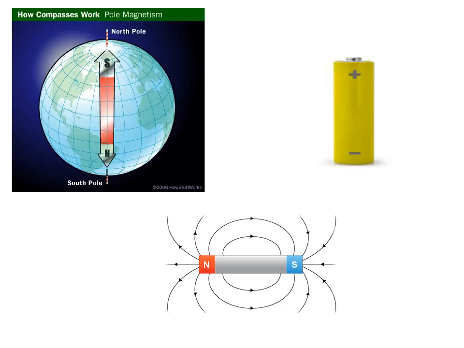Here are some examples of polarity. In one image, we see a diagram of the Earth with the north and south poles. In another image, we see a bar magnet with a north end and a south end. Finally, we see a third image of a battery with a positive end and a negative end.